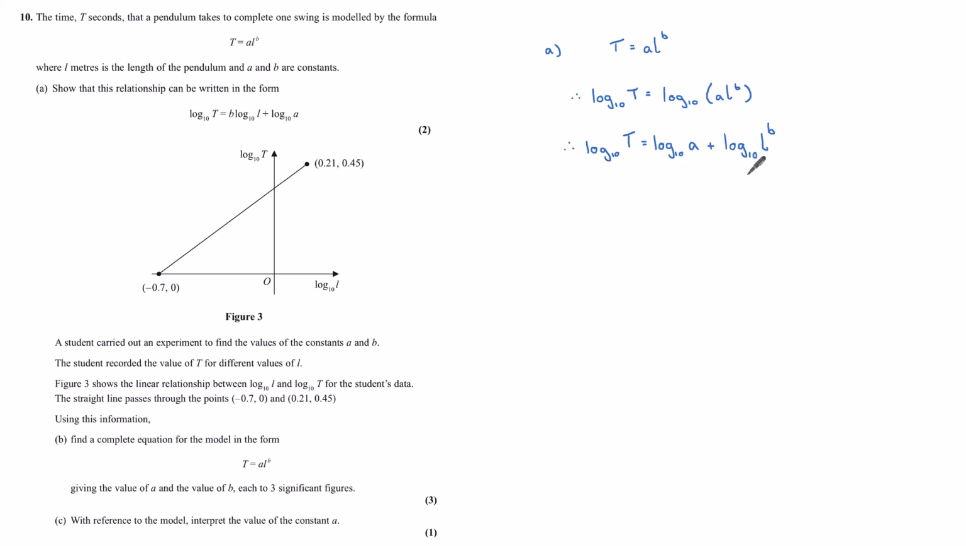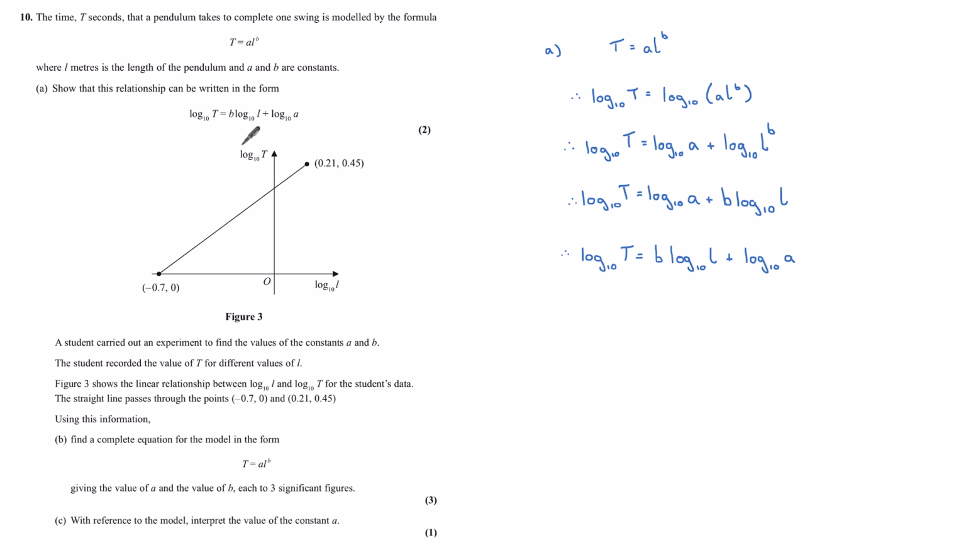Now this log base 10 L to the power b is going to use our next log rule, where if we have log of something raised to a power, we can bring that power in front. And so this log base 10 L to the power b is the same as b log base 10 L. And now we're almost in the form we want. We just need to swap around these two terms here. So we've got log base 10 t is equal to b log base 10 L plus log base 10 a, which is what we wanted to show.